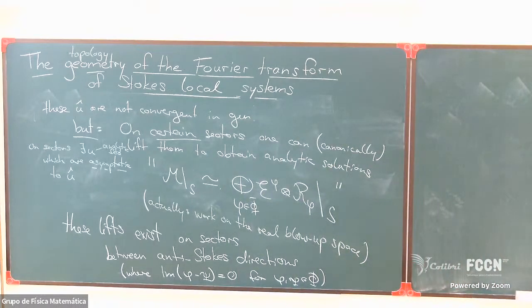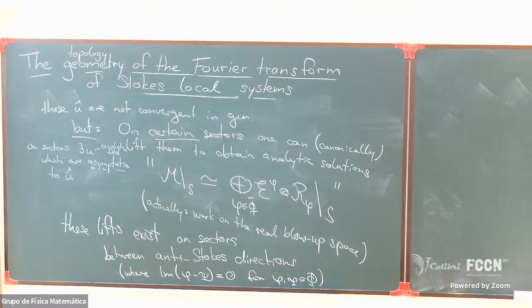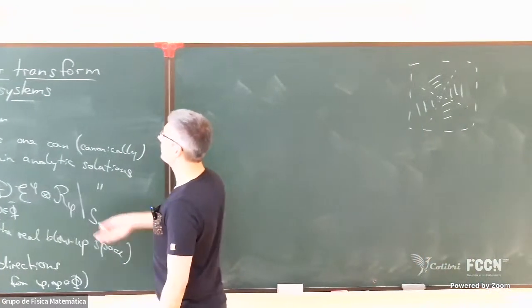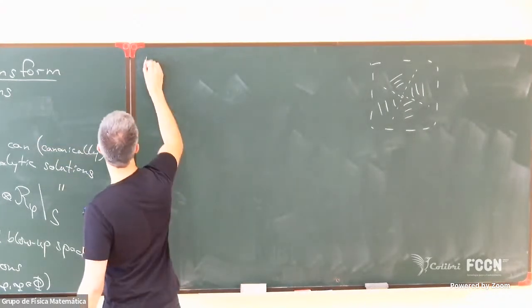So in your picture, there are certain directions that are called anti-Stokes, and on each of the sectors between these anti-Stokes directions, we have such an isomorphism. We have these analytic lifts of the formal groups. But maybe if you cross one of these, they might not be compatible. So this is basically the Stokes phenomenon. And how do I put this now in a nice picture to get something like a local system?